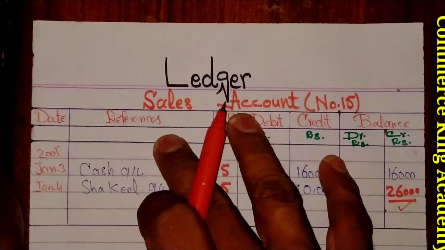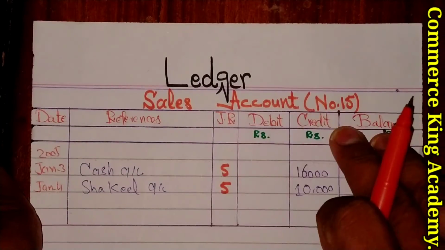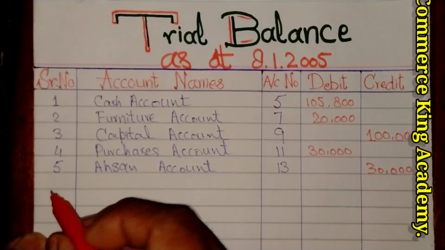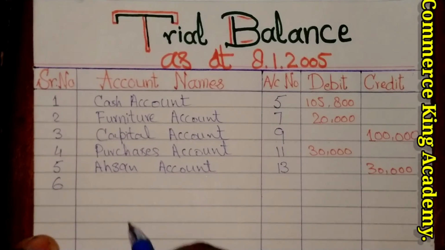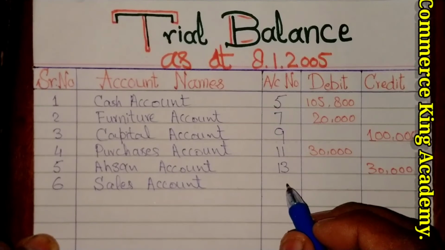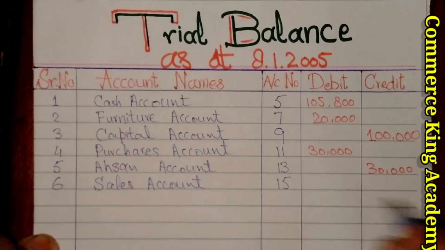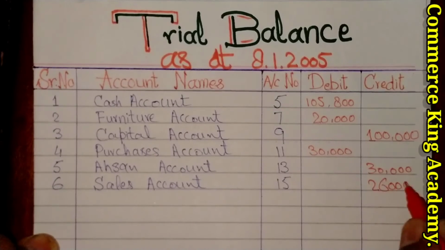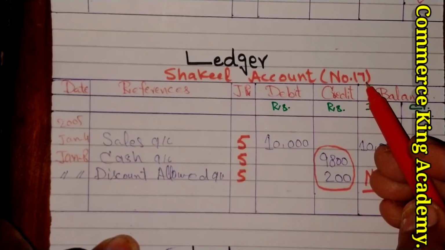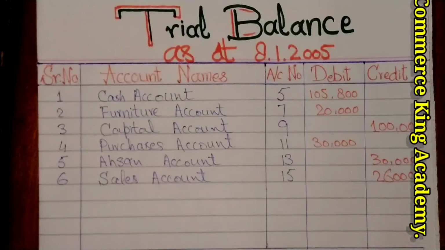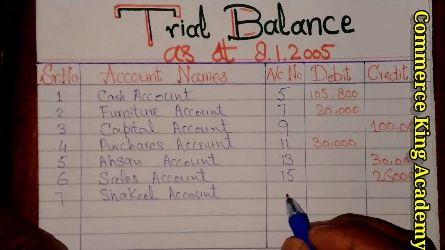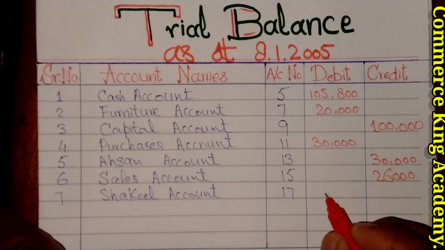Our next ledger account was sales account with number 15, having a credit balance of 26,000 rupees. Account number 6 with the name sales account. Account number is 15 with a credit balance of 26,000 rupees. Our next ledger, Shakil account, is here with number 17, having a nil balance. Serial number 7, account name Shakil account, account number 17, nil balance.